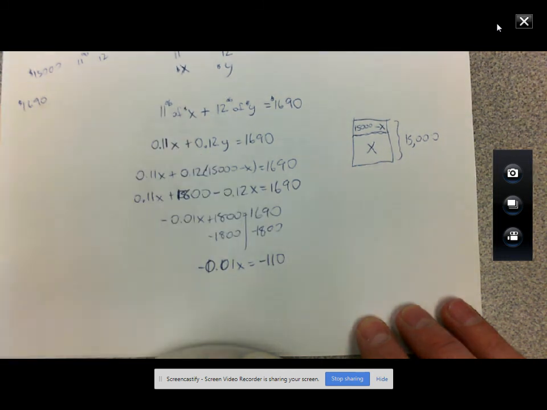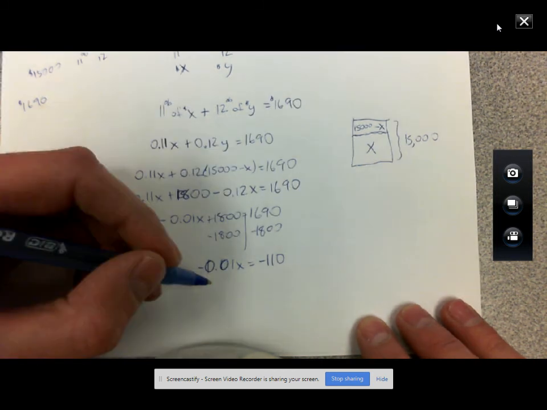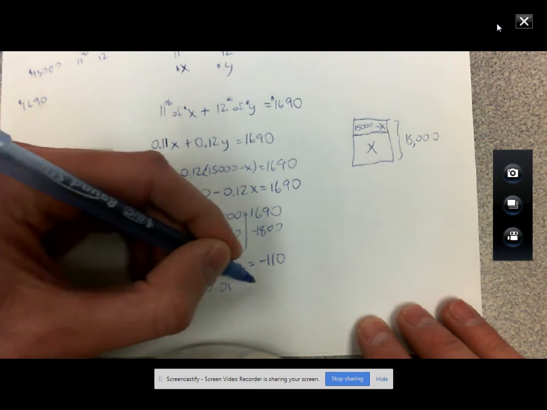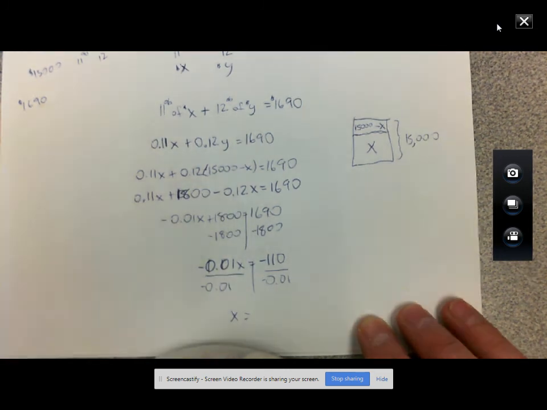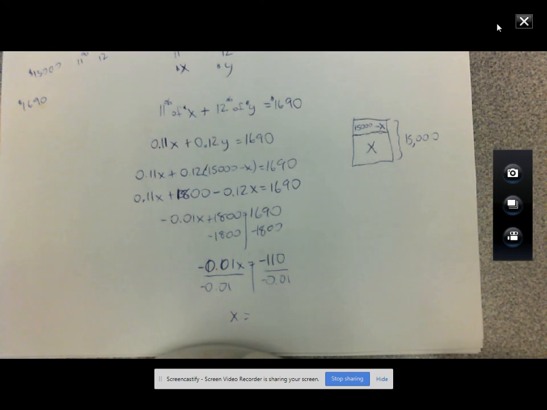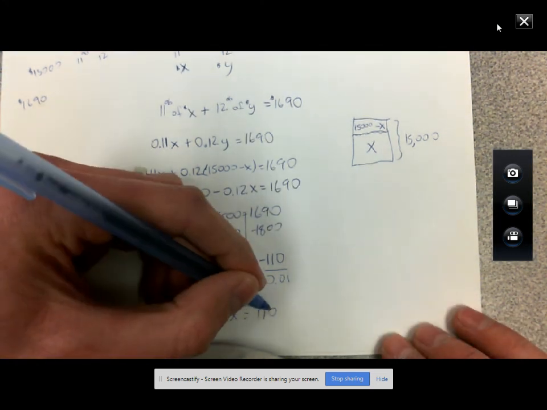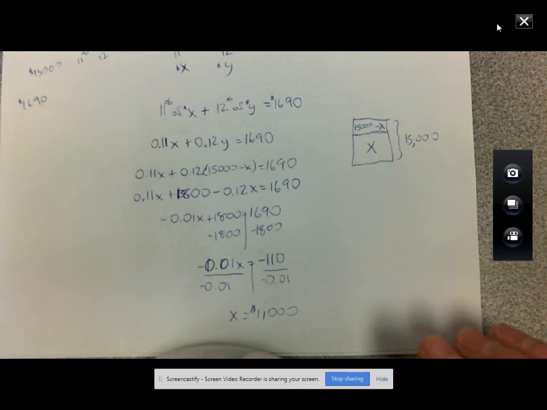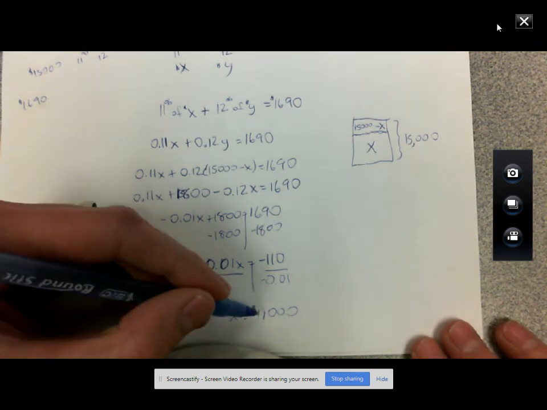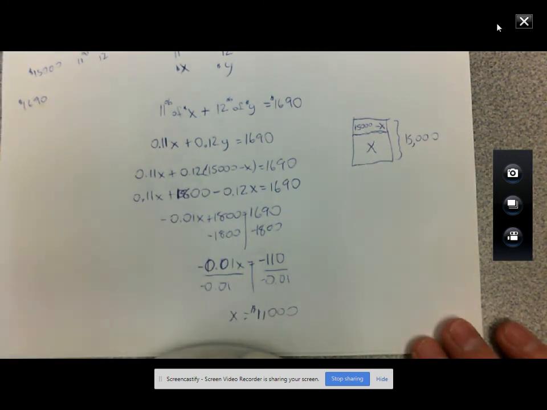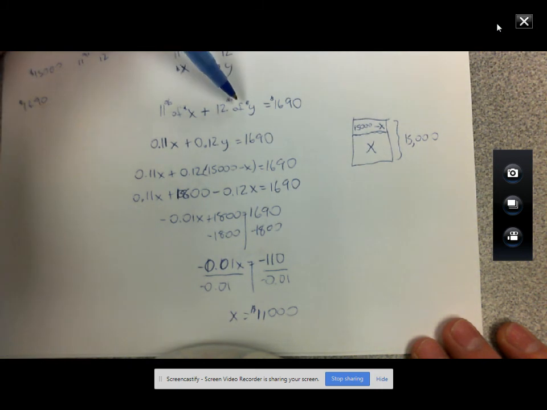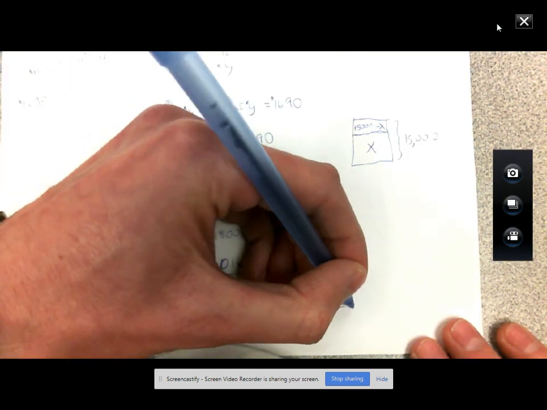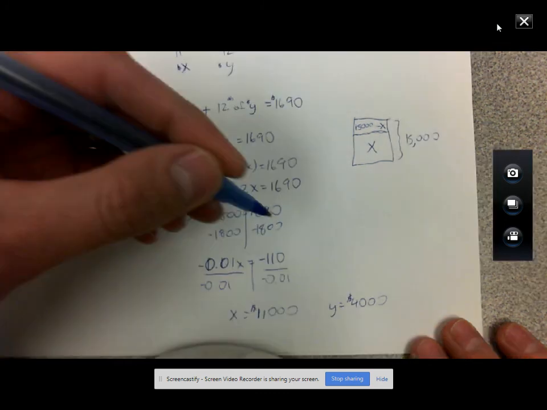There we go. And I'm almost done. I'm going to divide both sides by negative 1/100th. I think I have just enough room here for my answer. She put $11,000 into that first account. Now, if she put $11,000 into the first account, whatever's left went into the second account. So 15,000 minus 11,000 should be 4,000 for the other account.